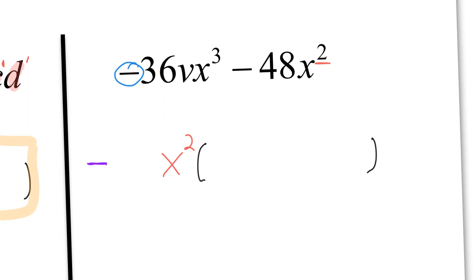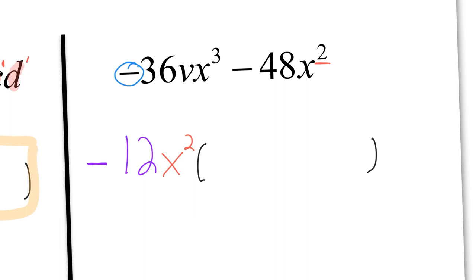12 goes into 36, and 12 goes into 48. So that means you guys are going to take out a 12. That is the greatest common factor. If you use 6 instead of 12, your answer is wrong. So make sure you always use the greatest common factor.